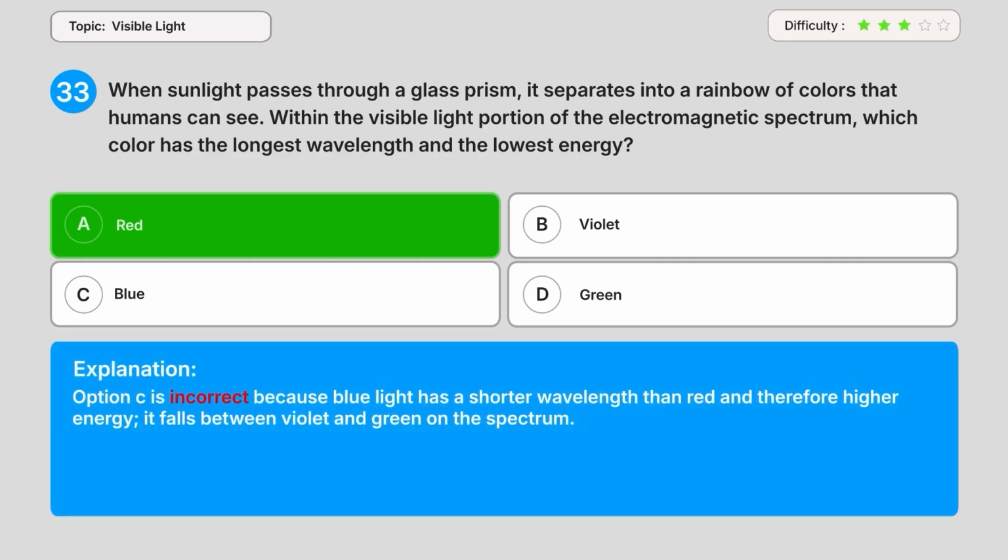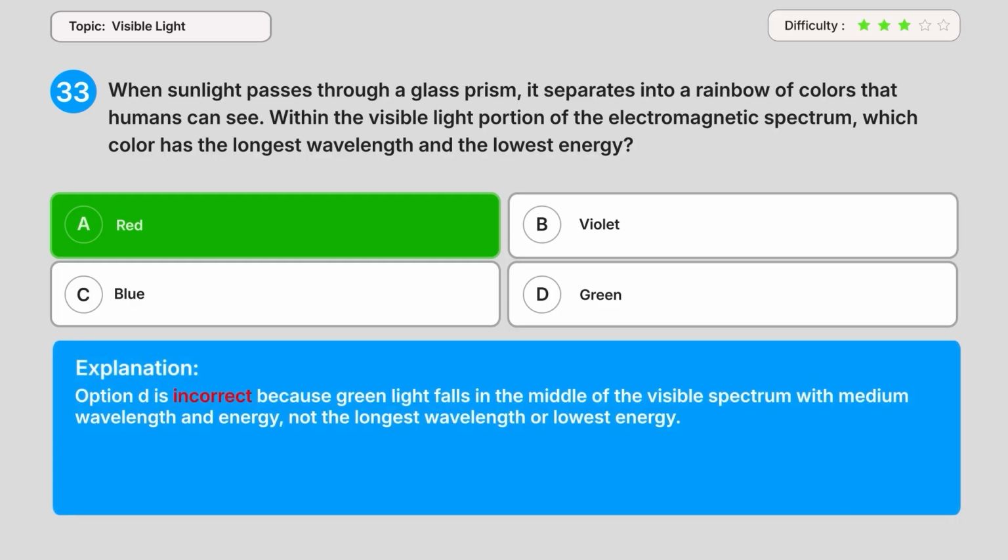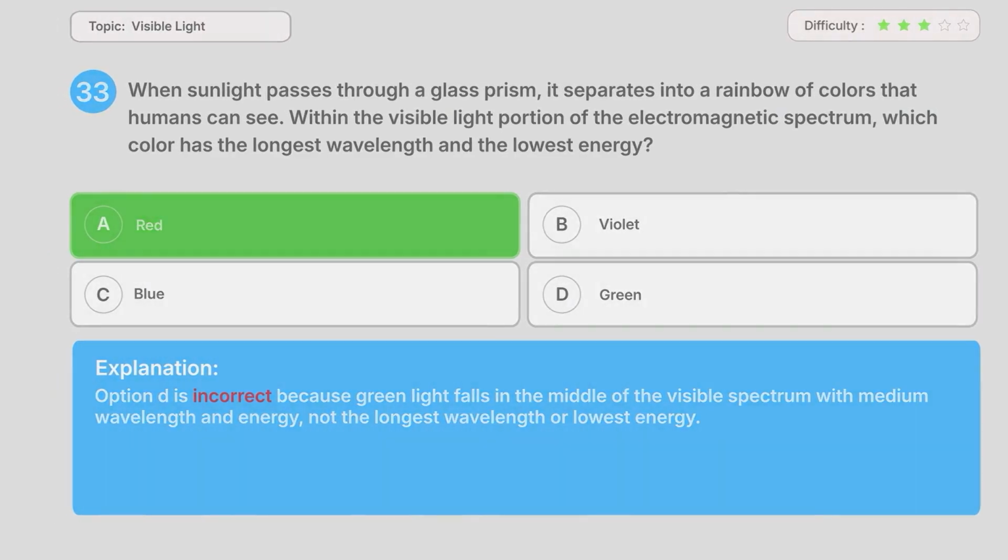Option C is incorrect because blue light has a shorter wavelength than red, and therefore higher energy. It falls between violet and green on the spectrum. Option D is incorrect because green light falls in the middle of the visible spectrum, with medium wavelength and energy, not the longest wavelength or lowest energy.